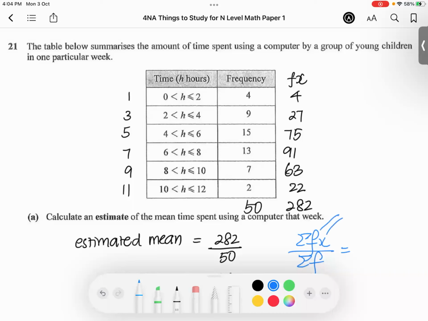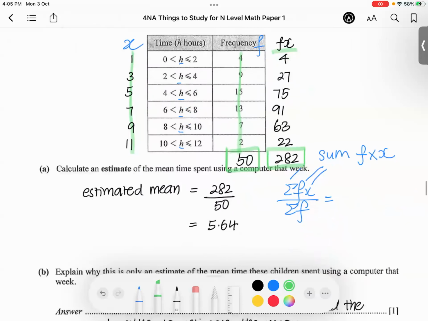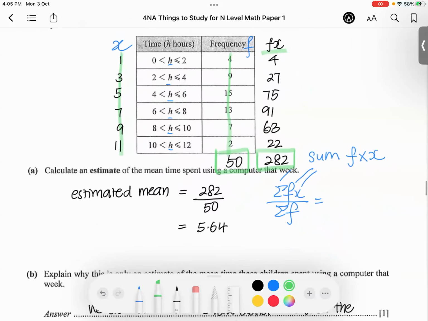What is this? This is sum. Sum of f multiplied with x. So x is my mid value that I found for each of the different intervals. This is my frequency. So this row times this row gives me the row over here, fx. I add up all the fx to give me this number. Then I add up all the frequency to give me this number. Then we divide by each other. This one is the sum of frequency.